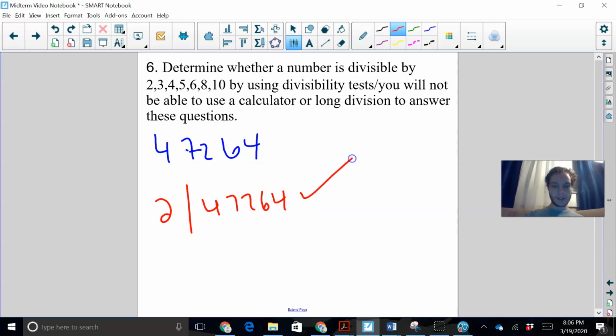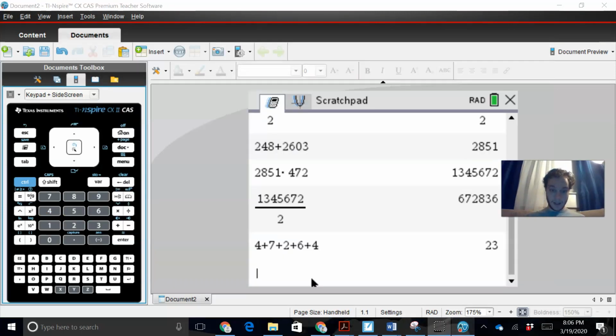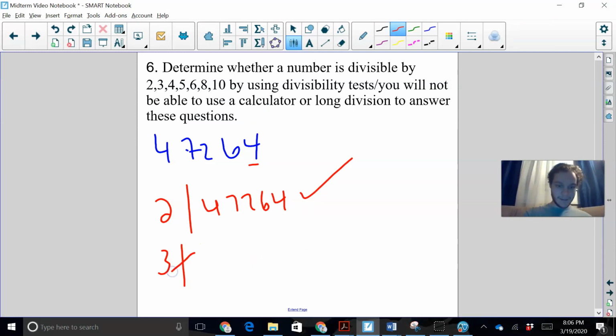47264. Well, it does, because the last digit is divisible by 2. Does 3 divide this number? Well, let's just add these digits up. 4 plus 7 plus 2 plus 6 plus 4 is 23. So 3 does not divide 47264, because 3 does not divide 23.